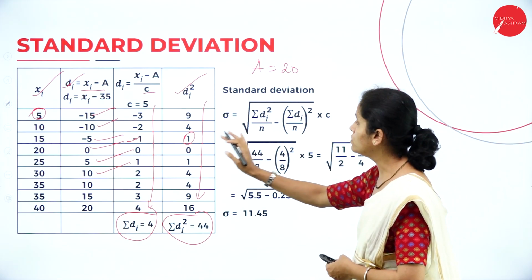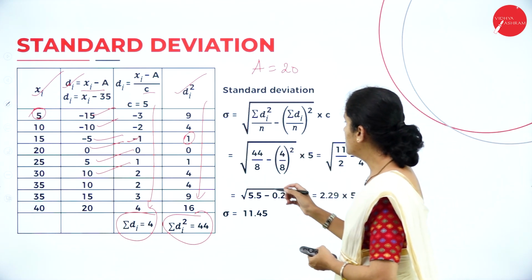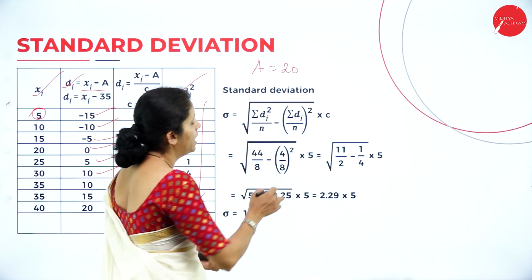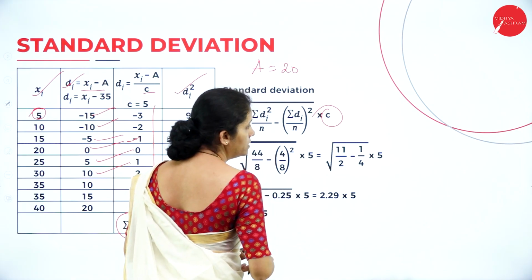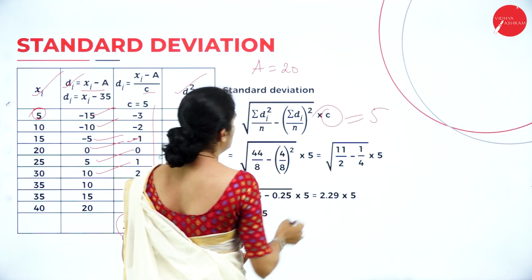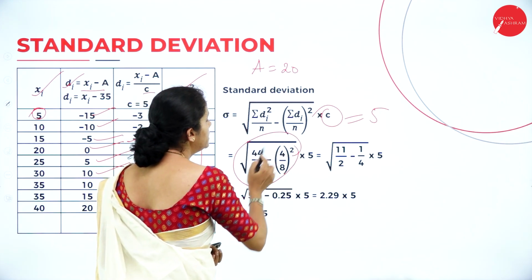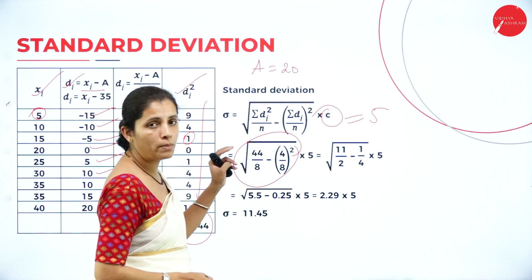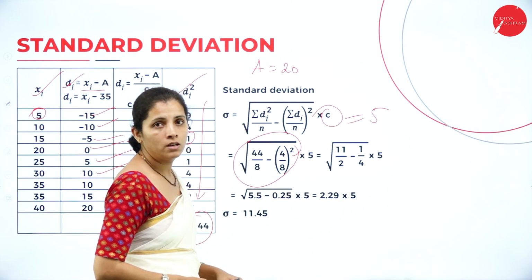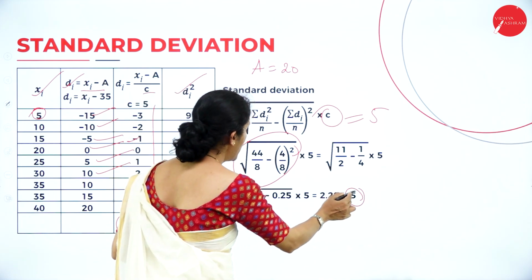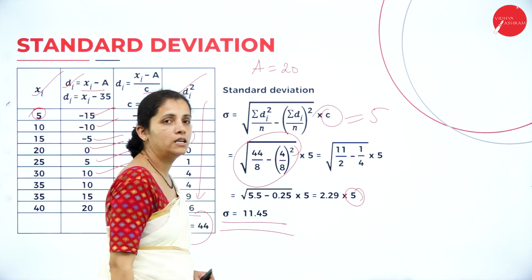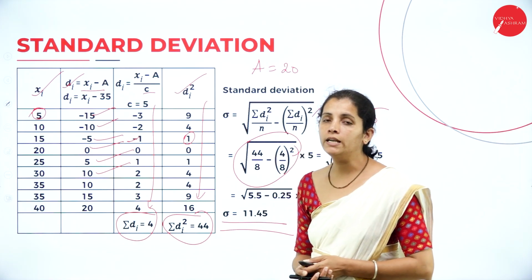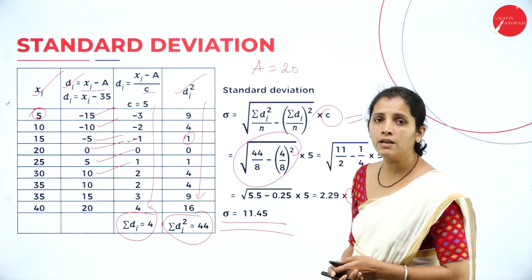For this formula, I'm going to substitute the values, and after substituting, I want to get the standard deviation. Here C is the common factor, which is 5. So I want to simplify the data present in the square root. After taking the square root, I want to multiply that value with C, the common factor 5, and I'm going to get the answer: standard deviation equal to 11.45. Now, dear student, I'm going to have a few more example problems.